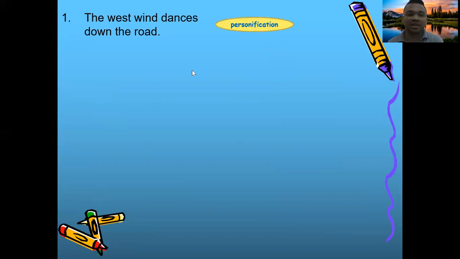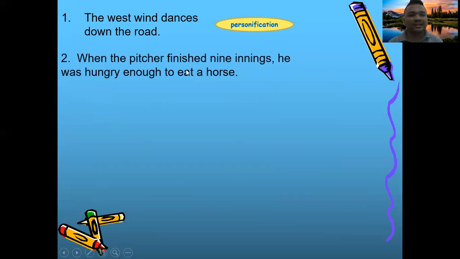What about number two? When the pitcher finished nine innings, he was hungry enough to eat a horse. Can you eat a horse? This particular line, to eat a horse, is what we call hyperbole. We're exaggerating the situation.